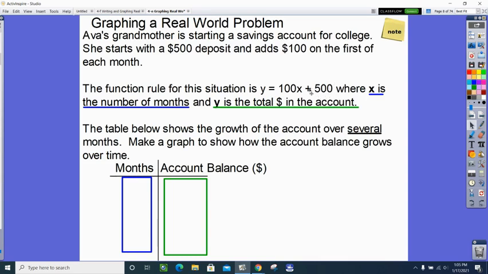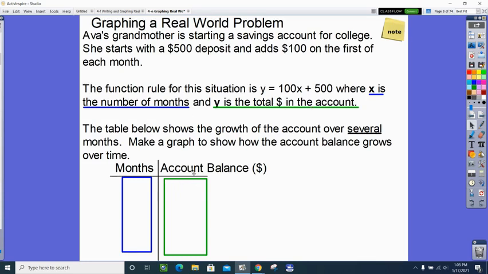And then we're adding to it 100 times X. What is X? X is the number of months. So 1 month, you're going to add 100. 2 months, you're going to add 100 times 2 or 200. 3 months, you're going to add 100 times 3 or 300. And what is the Y? Well, Y is the dependent variable. He's waiting for the math to happen each month. He's going to be the total amount in the account every time you add that extra 100.